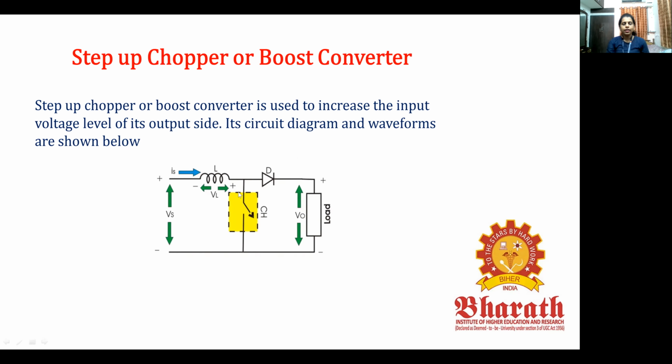You can see the difference between the step down chopper and the step up chopper. In the step down chopper, the chopper switch was connected in series with the source, whereas here we have an inductor, and the chopper is connected across the load. We have a diode here with the load. So this is the power circuit of a step up chopper.